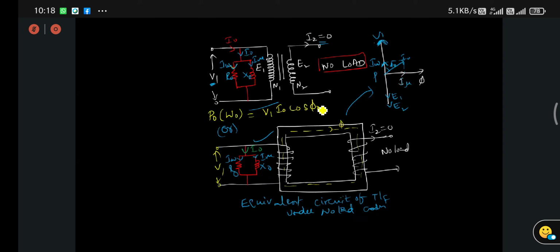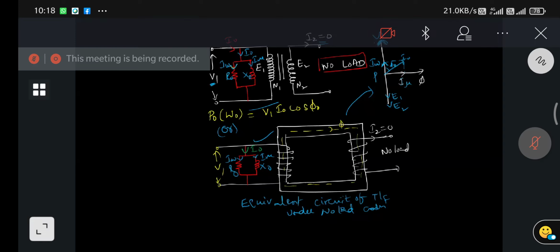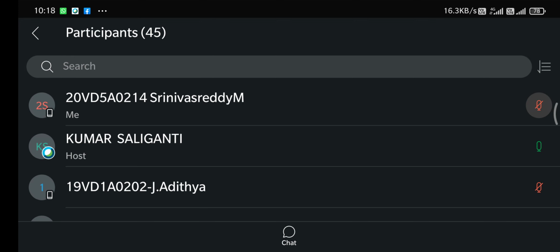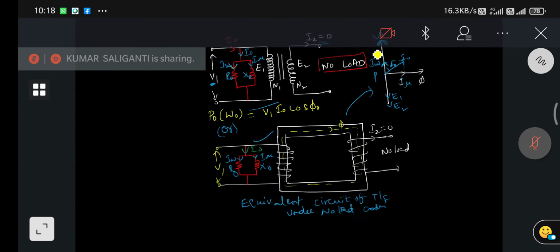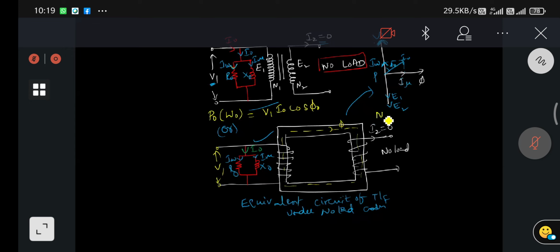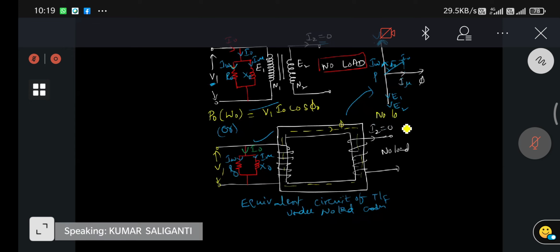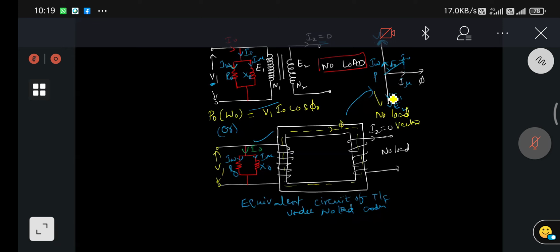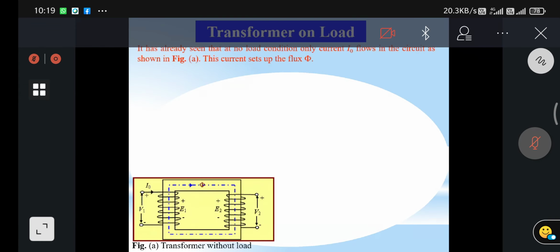Otherwise, just put a message in the chat. Okay, thank you, Venkat Sai. This is the no load phasor or vector diagram. Thank you, Ganesh. This is the equivalent circuit, which is also the same. Otherwise, you can draw this type or this type. Equivalent circuit of the transformer under no load condition. Okay, so next we will go for the next topic.